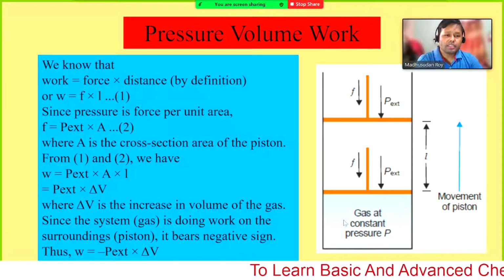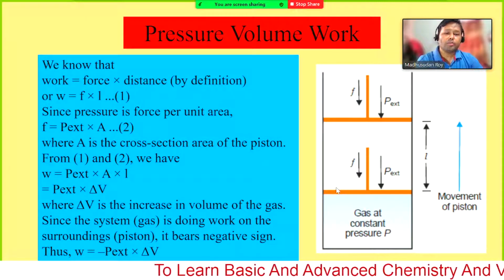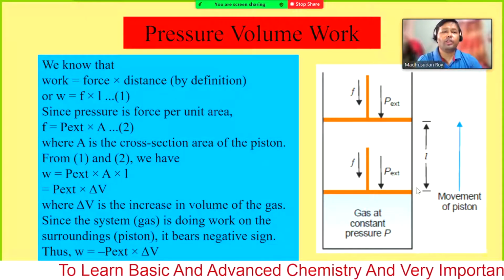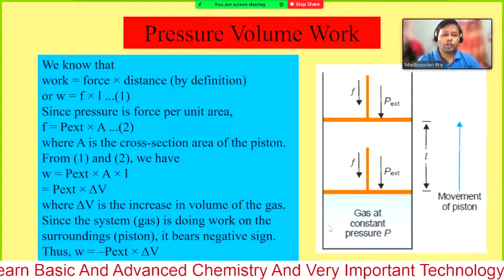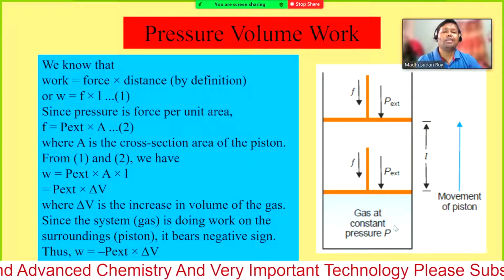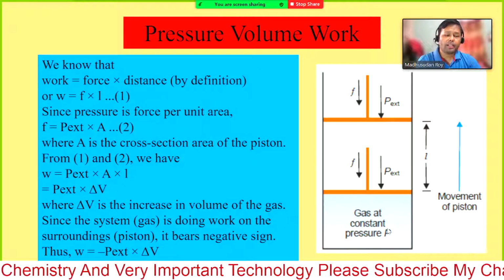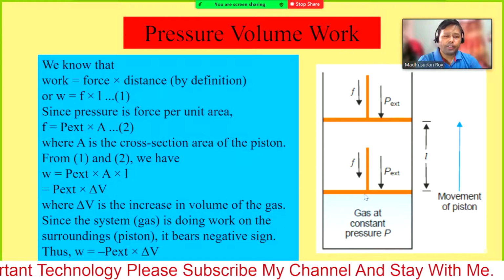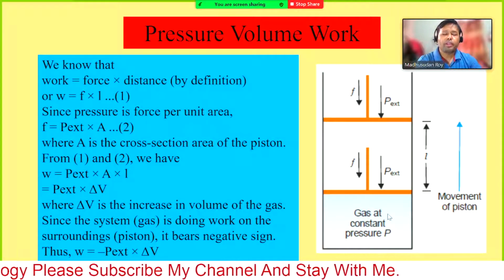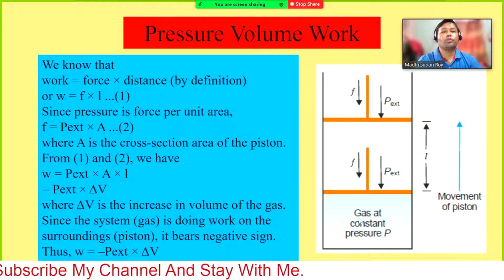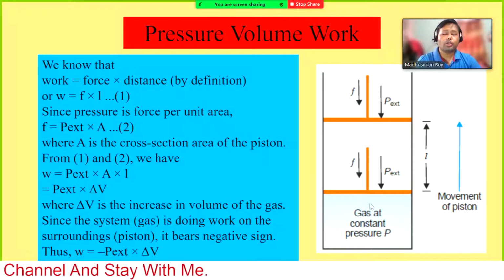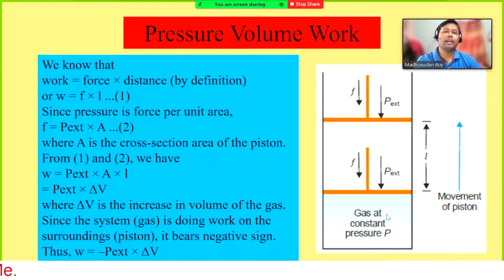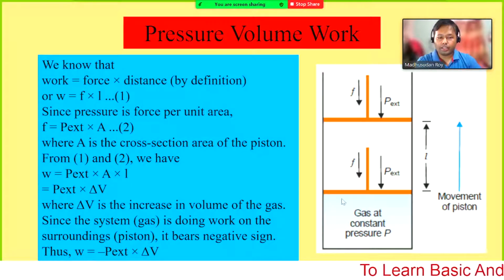So the gas itself is expanding because the piston is frictionless. Due to the pressure inside, or the molecules inside, they will try to move the piston away, so the gas is performing work on the surroundings. Therefore the work done here is negative, so we are putting a negative sign on the work here.